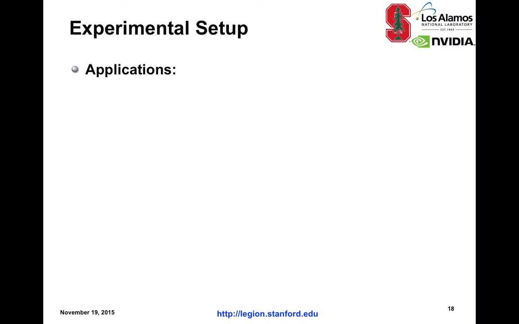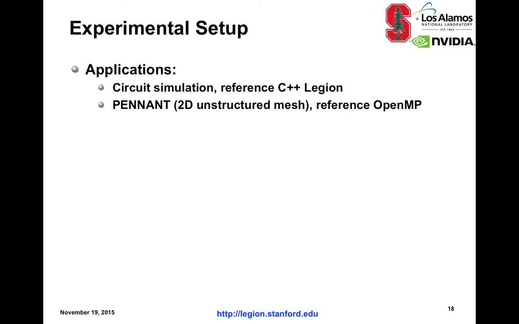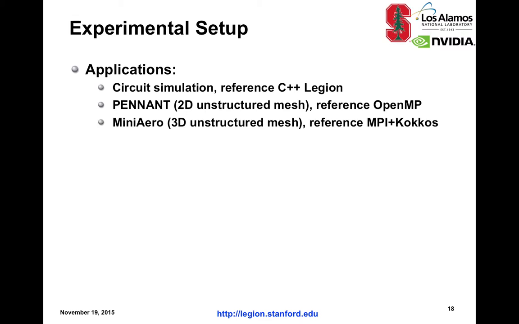Finally, we ran several experiments to determine the effectiveness of the compiler and the optimizations that we've described. We looked at 3 applications: a circuit simulation from our original supercomputing submission, which used a reference in C++ in the original Legion API. We looked at PENNANT, a 2D unstructured mesh mini-app with a reference implemented in OpenMP. And we looked at MiniAero, a 3D unstructured mesh code with a reference implemented in MPI plus Kokkos.